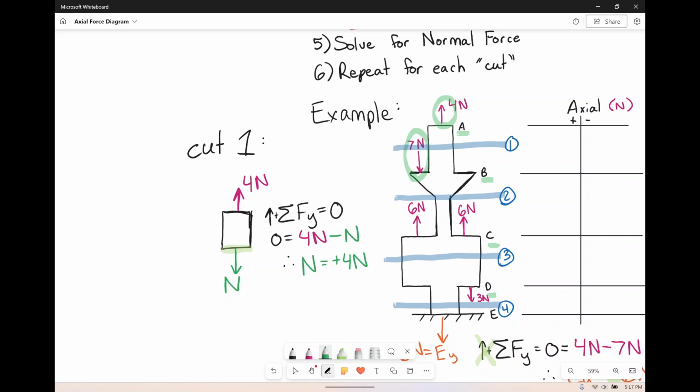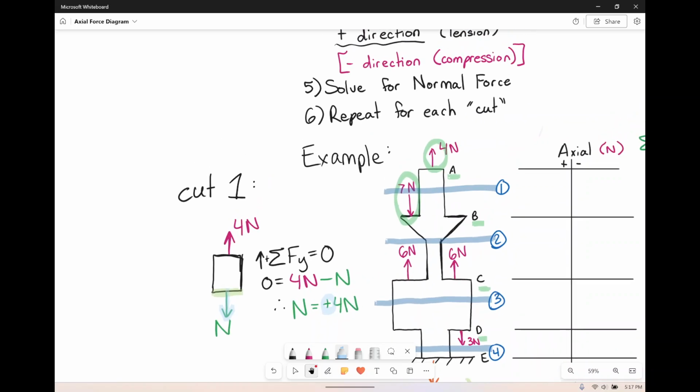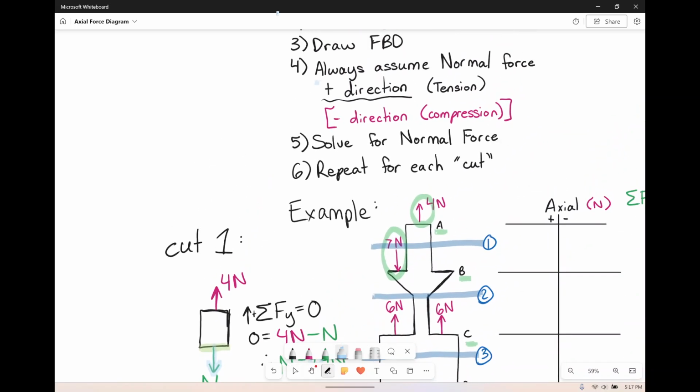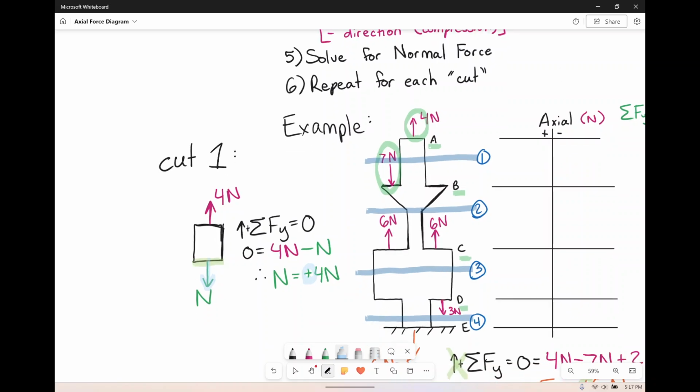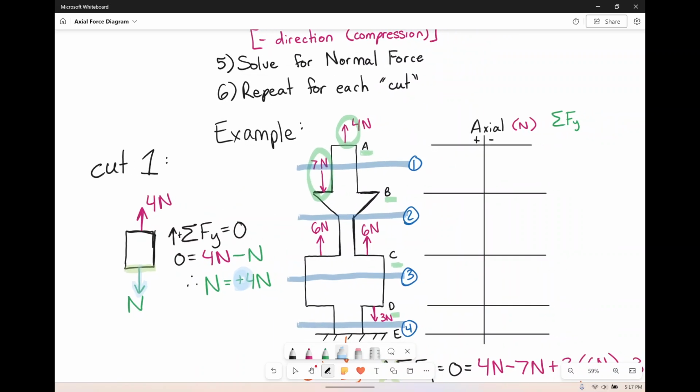So at the end of the day, N is equal to a positive 4 newtons. What does that mean? Again, just to restate it, the positive means that the direction we drew this is correct. The whole reason we assumed the normal force is always in the positive direction is so that when you get a positive here, it directly translates to over here.